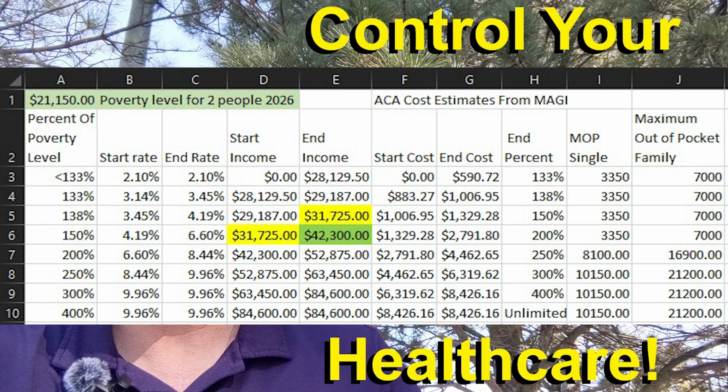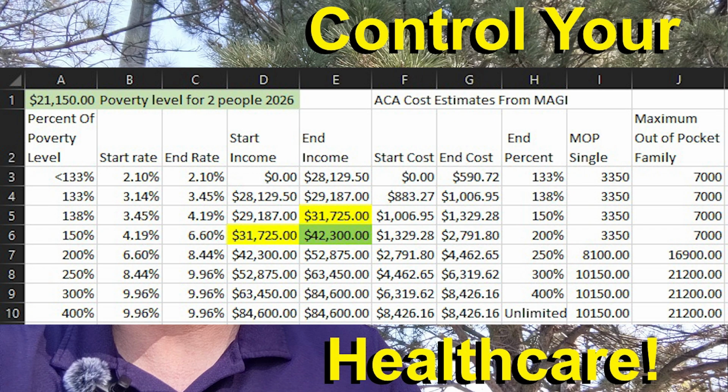So if you're looking at line F, if you're earning 138% of the poverty line, you're going to expect to pay $1,000 a year in healthcare premiums. That's a pretty good deal. And as you go up to 150% of the poverty line, you're at $1,329 for this overall cost. So decent, pretty good.